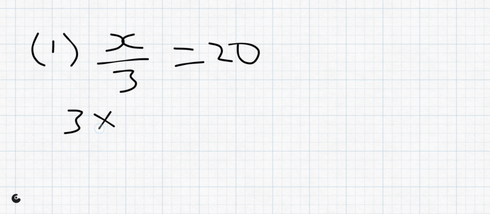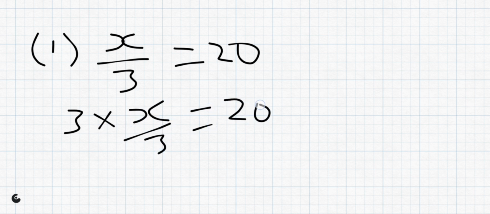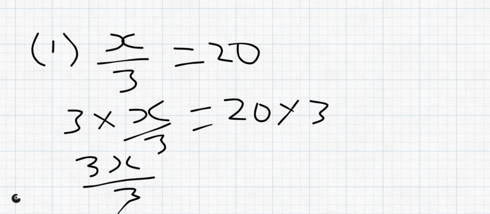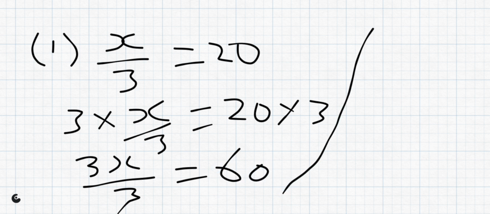3 times x over 3 is equal to 20 times 3. So 3 times x will be 3x divided by 3, equal to 20 times 3 is 60. So that 3 divided by 3 will give us 1. 1 times x is x, which is equal to 60.